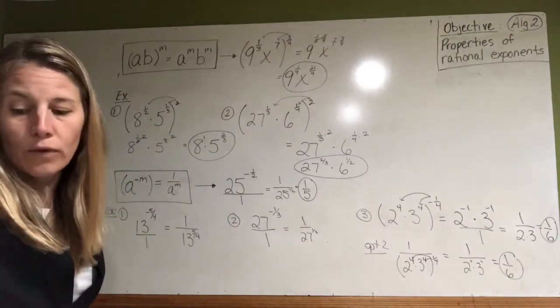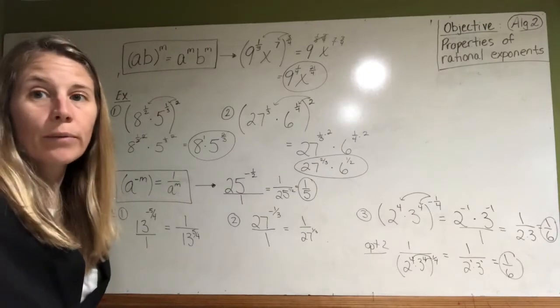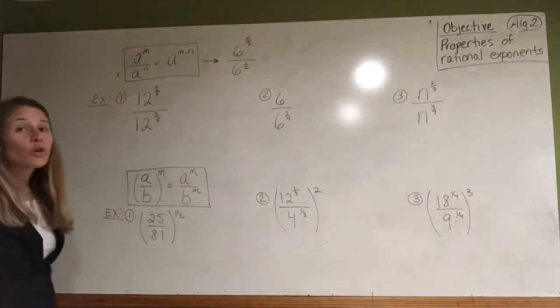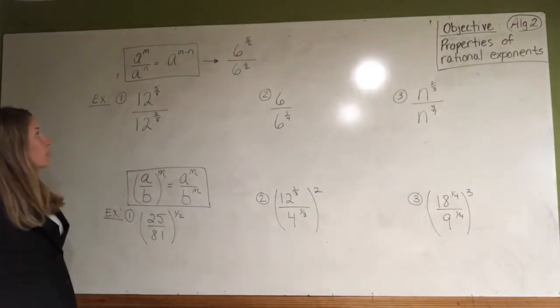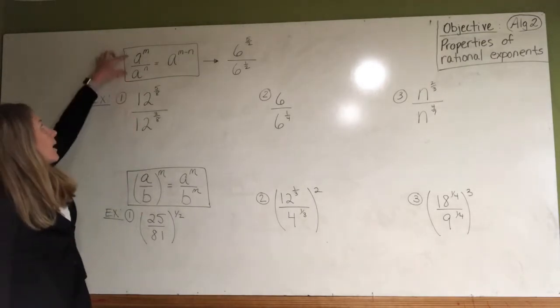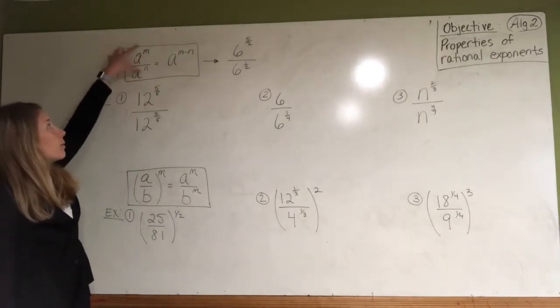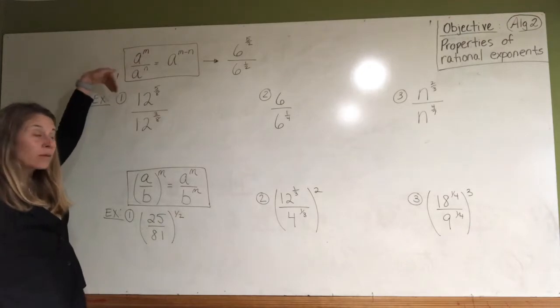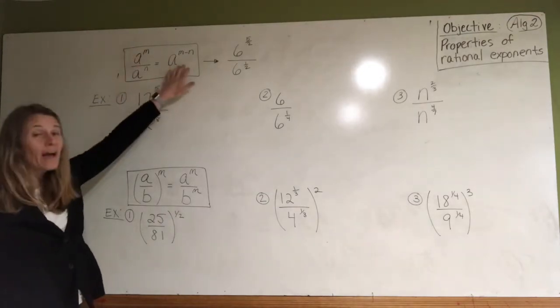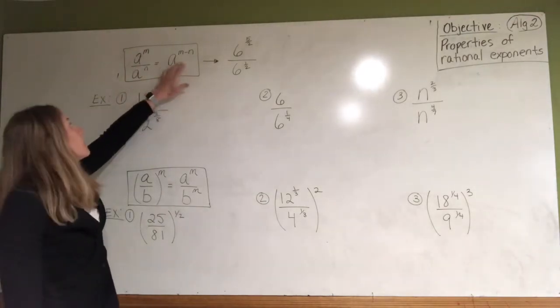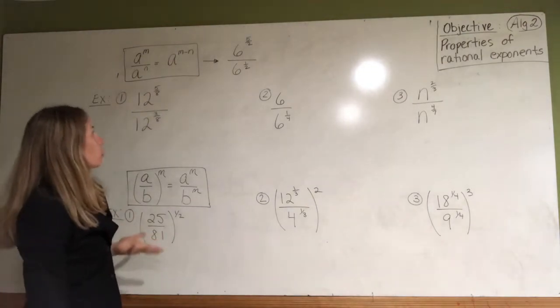And that's it. And let's move on now to the quotient properties. Okay, so with our quotient properties with rational exponents, remember when you have the same base, they're both raised to a power and you're dividing, you're going to subtract the two powers. So let's take a look at the first example.